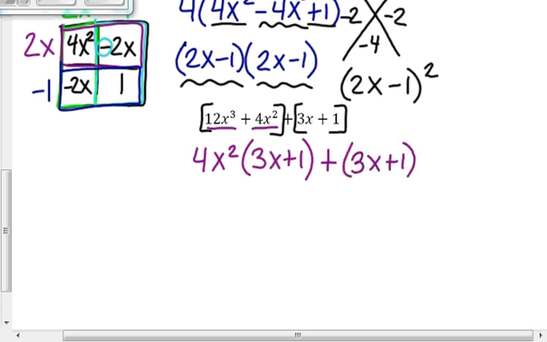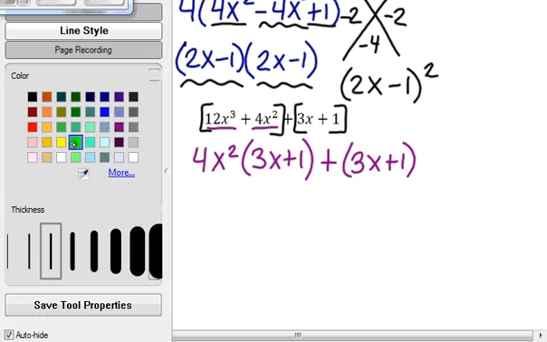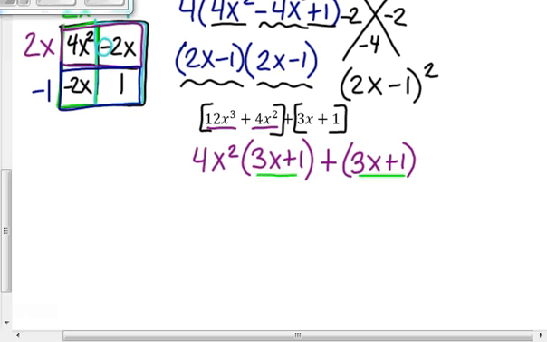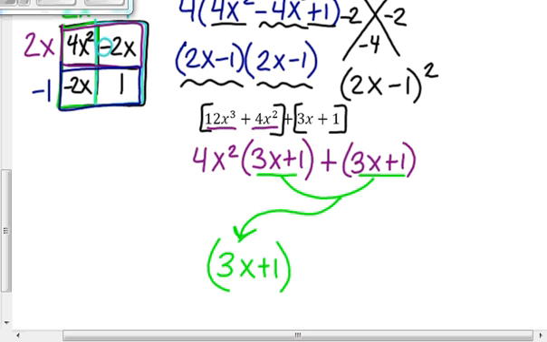When you do this, you should get 2 terms that are the same that you can factor out. So we're going to pull these 2 terms out. We get 3x plus 1. And what we're left with is 4x squared and a positive 1.